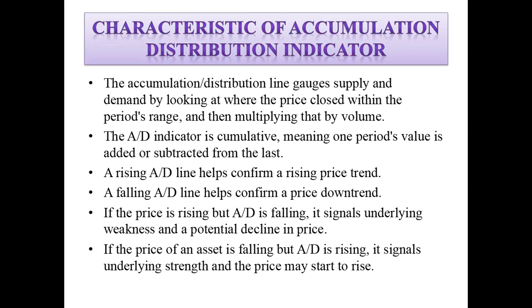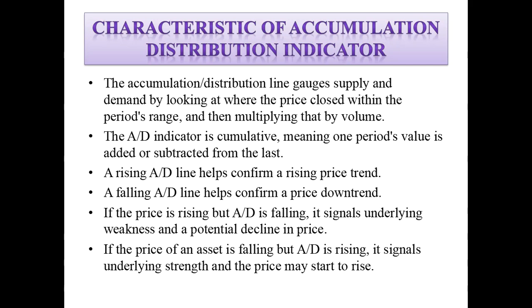Now let's look at the characteristics of the Accumulation Distribution Indicator. It gauges supply and demand by looking at where the price closed within the period's range and then multiplying that by volume. The AD indicator is cumulative, meaning one period's value is added or subtracted from the last.